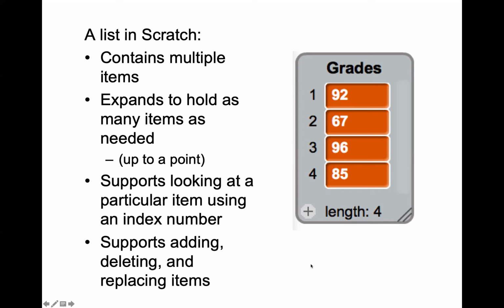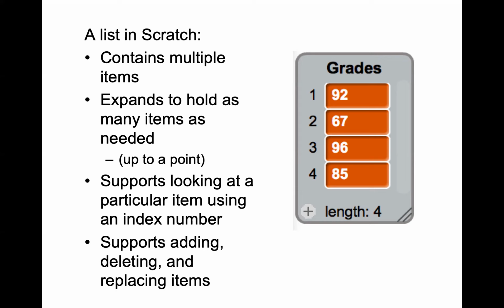This list has length 4. That means there are 4 things in the list, and the 4 things are 92, 67, 96, and 85. These are just integers as far as Scratch is concerned, but we can tell by looking at the name of the list and the magnitude of the numbers that these are probably percentages that we've gotten on some sort of assignments in a class.